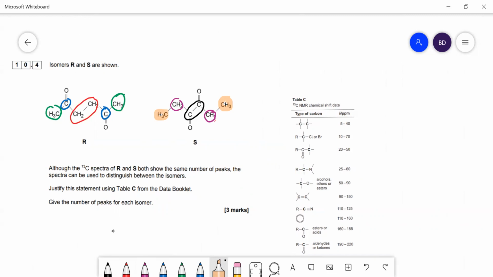Okay, well, let's look at R. The blue peaks are going to be very high. They're going to be like at 180 or something. This one here, aldehydes or ketones, 190, 120. So these are going to be really high, but they're both going to have that peak in it, so that's not going to tell us much. They've both got one peak at around 200 ppm, so that won't distinguish them.